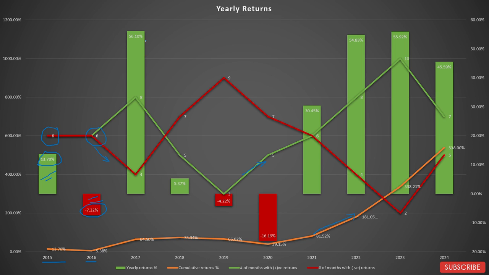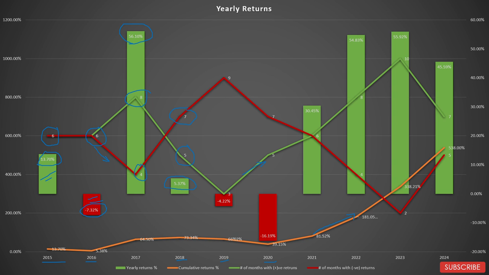2017 turned out to be a very good year for this sector, and the sector gave returns of 56.10% in 2017, in which 8 months gave positive returns, whereas only 4 months gave negative returns. 2018 was, I would say, a below average year for this sector, and the sector managed to give barely positive returns of 5.37%, in which 7 months gave negative returns, whereas 5 months gave positive returns.